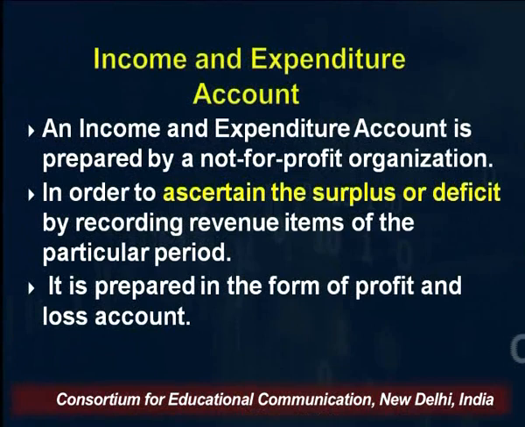I'm sure you will be paying attention to this topic, income and expenditure account, which is the extension of accounting for not-for-profit organizations. So, let's talk about this topic now. Income and expenditure account is basically prepared by not-for-profit organizations. Why? Because we want to ascertain the surplus or deficit. What is the outcome of one year's operation of a not-for-profit organization? That's what we want to find out. So, operational result is in the form of either surplus or deficit for that particular accounting year.